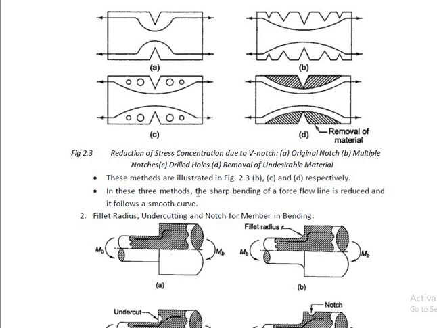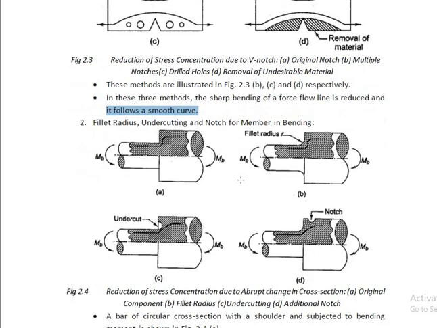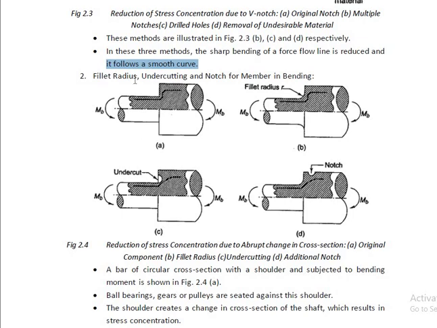In these three methods, the sharp bending of force flow lines is reduced and it follows a smooth curve. Now the second method is for the member in bending. We have seen the component in tension, now we are looking at the component in bending.